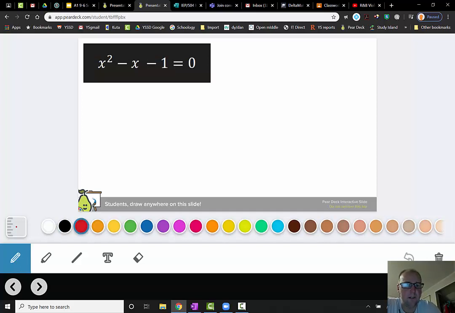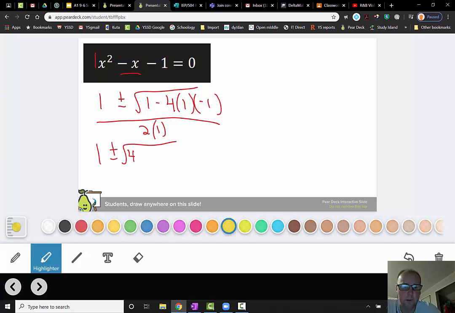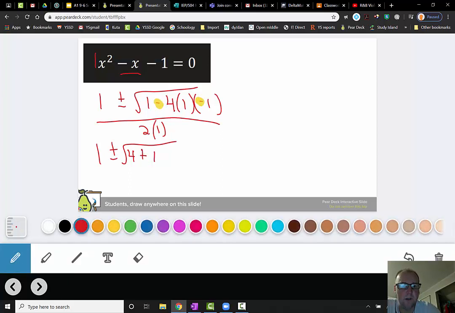Right? So we got negative b, so we're going to go positive 1 plus or minus. Negative 1 times negative 1 is positive 1 minus 4. A is 1 out here, and c is negative 1. It's all over 2 times 1. So 1 plus or minus, we got 4. Remember what we're going to do now. How many negative signs? 2. So if you have 2 negative signs, it becomes plus.